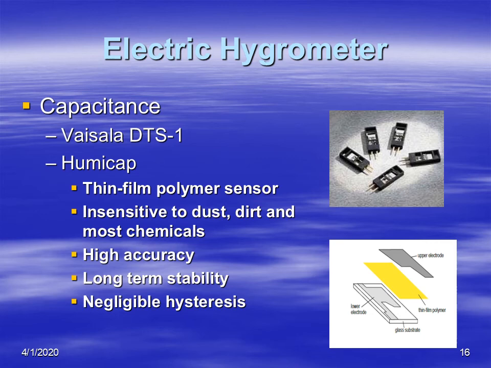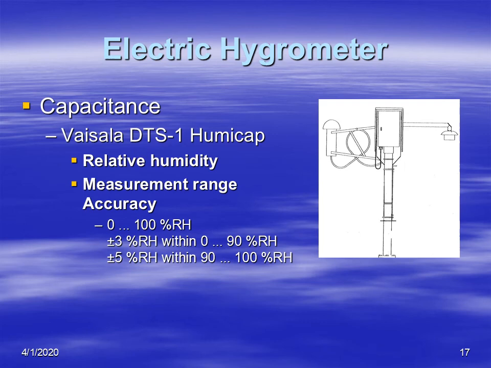There's some pictures of what it looks like. Believe it or not, these are the standard for the National Weather Service on most ASOS stations, actually all ASOS stations. It uses the Vaisala Humicap. And it measures specifically relative humidity. It doesn't measure dew point, doesn't measure water vapor pressure. It measures the relative humidity. And from that, we can back out using equations and figure out the dew point and other variables.